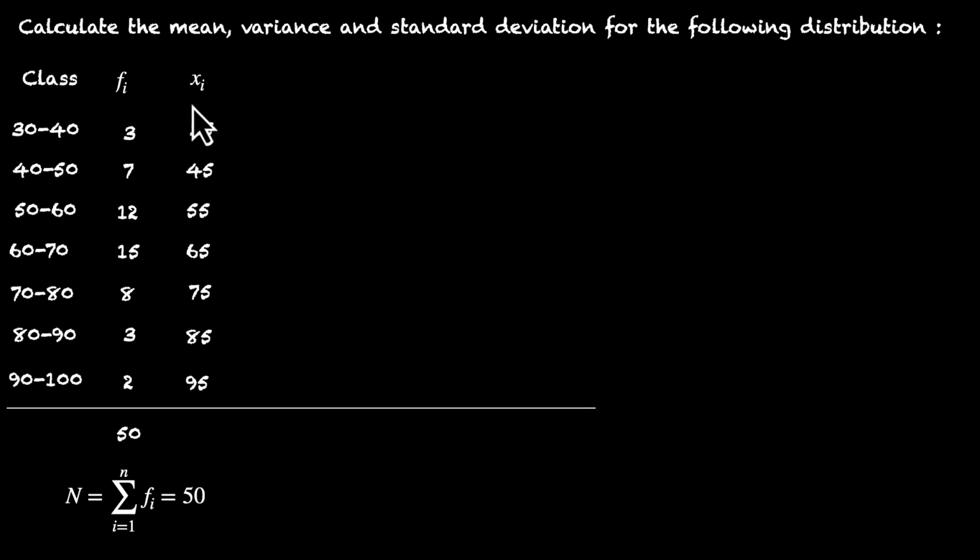Now we have fi and xi. Let's calculate fi times xi, because 35 is appearing 3 times, 45 is appearing 7 times. Let's multiply them and then add. So 3 times 35, that's 105. 45 times 7, that's 280 plus 45, that's 315. 12 times 55, that's 600 plus 60, that's 660. 15 times 65, that's 900 plus 75, so that's 975. 8 times 75, that's 600. 3 times 85, that's 240 plus 15, that's 255. And 2 times 95, that's 200 minus 10, that's 190. So this is fi xi.